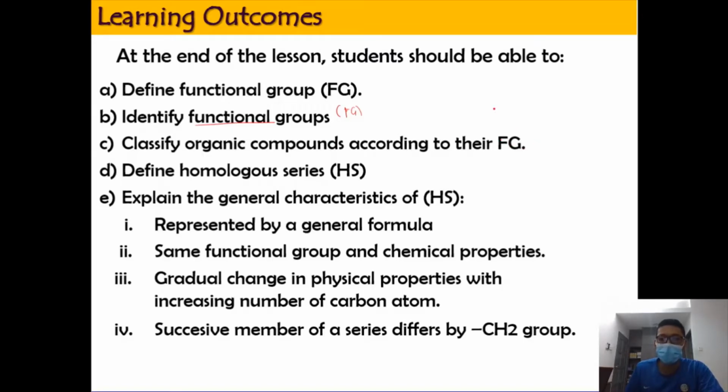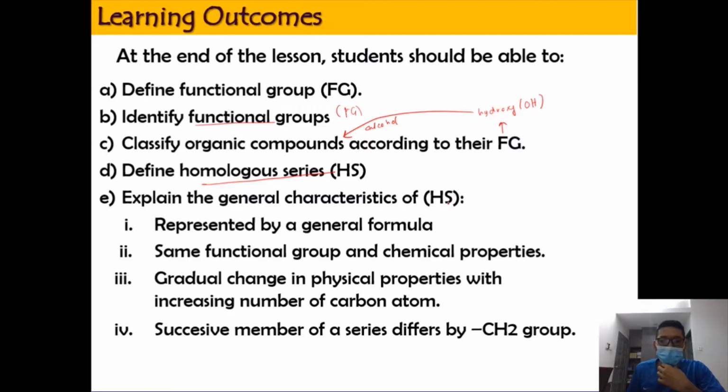For example, if we have a functional group of hydroxy, which is represented by OH here, it basically means that the class of the organic compound is going to be alcohol. Alright, and for the next part, we're going to learn about the definition of the homologous series and also explain the general characteristics of the homologous series.